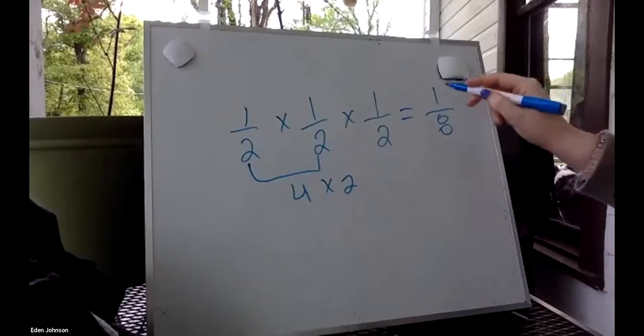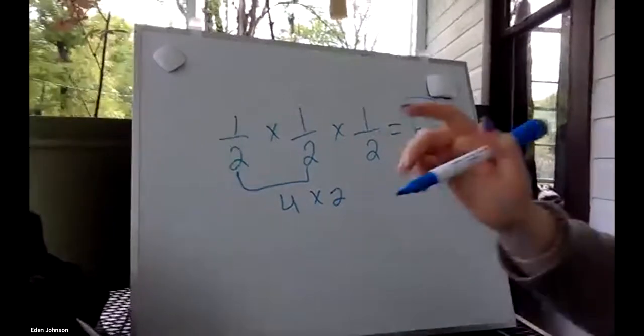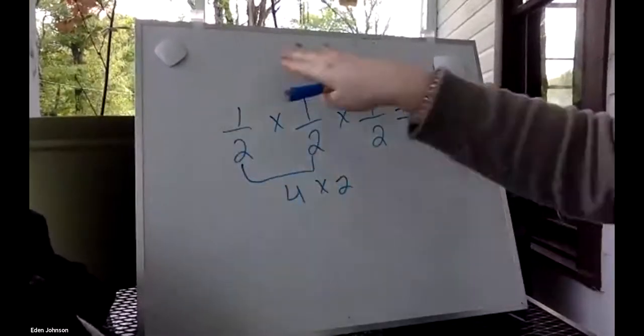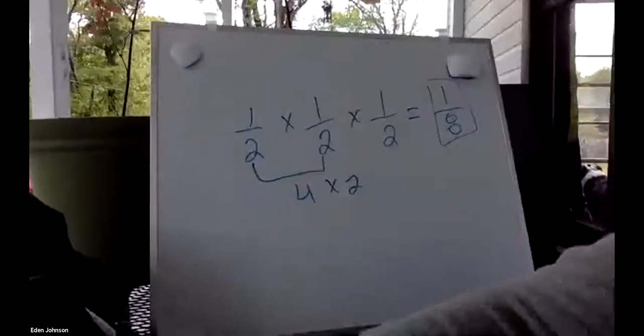Now, you've got a 1/8 probability of all of those things happening, okay? So getting an offspring that has all of these traits. That's all you're gonna do. Okay, let's do another one.